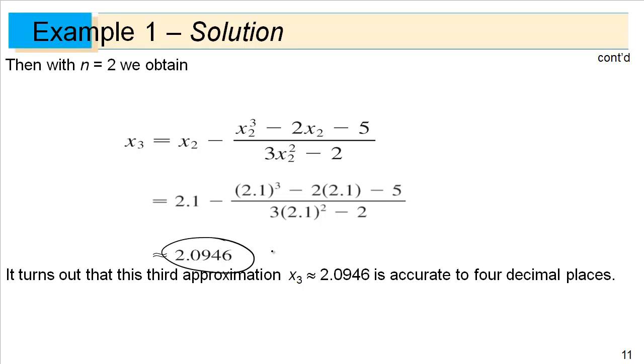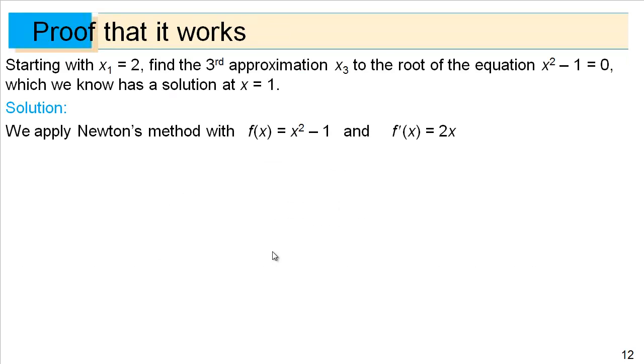Okay, so that's the other nice thing about Newton's method: it's a quadratic method, which means you gain multiple decimal places with each try. You don't just gain one extra decimal place of accuracy. It goes up quadratically. Okay, let's look at a simple proof that this works. So starting with x1 equals 2, let's find the third approximation, i.e. x3, to the root of the equation x squared minus 1 equals 0, which we know has the solution x equals 1, right?